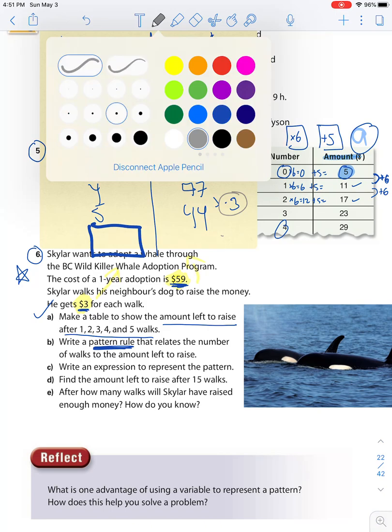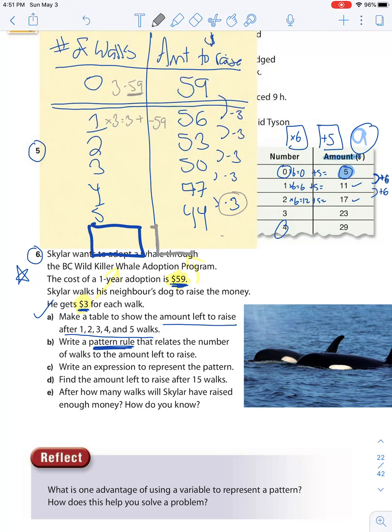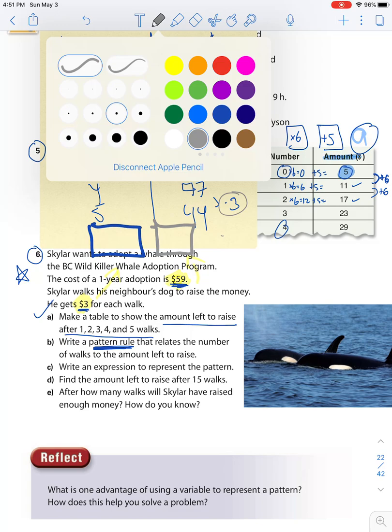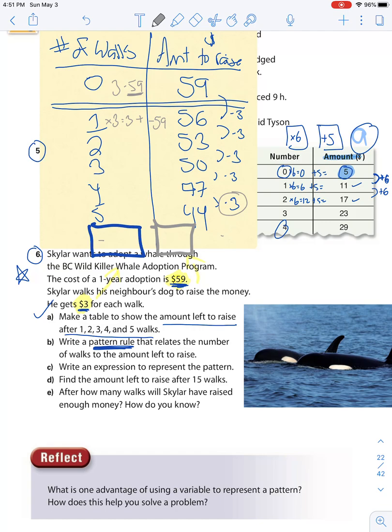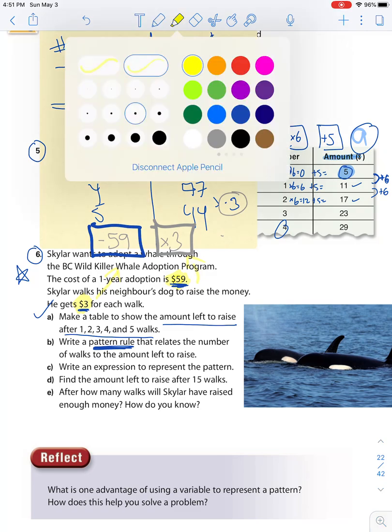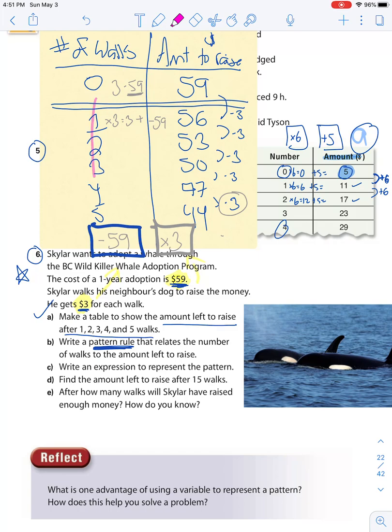Okay, what if I did this? Minus 59, and then I did times 3. But the thing is, my times 3 is connected to the number of walks. That's going to be my variable, maybe my W, and I'm going to call that W over here.